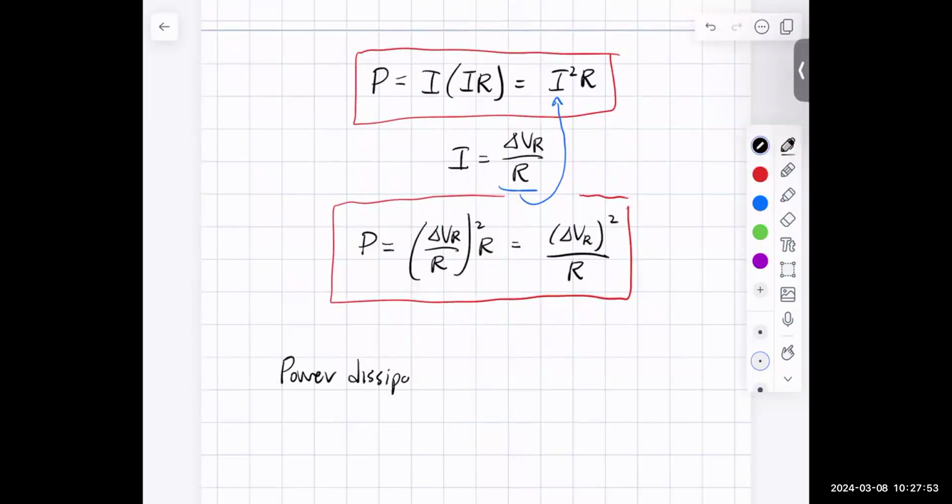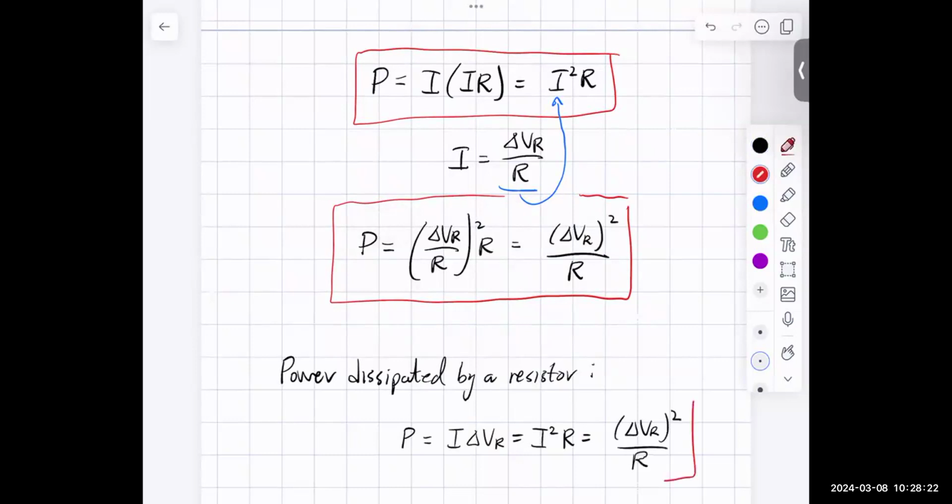It's similar to what we had for the energy stored by a capacitor. We could write that in 3 different equivalent ways. And so here it comes up again. Power dissipated by a resistor could be expressed as the current times the voltage, I squared times R, or the square of the voltage divided by R. And so they're all equivalent. They all have to give the same answers, the same results. Okay.